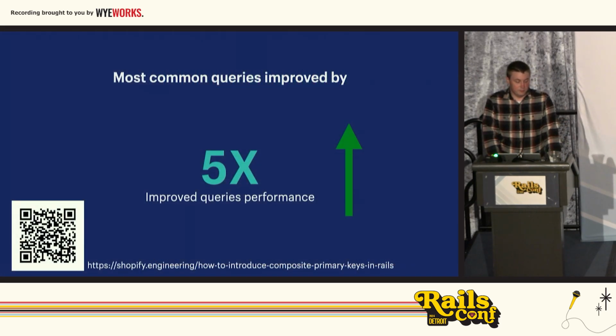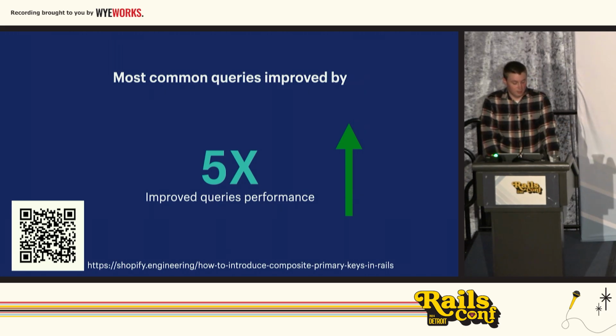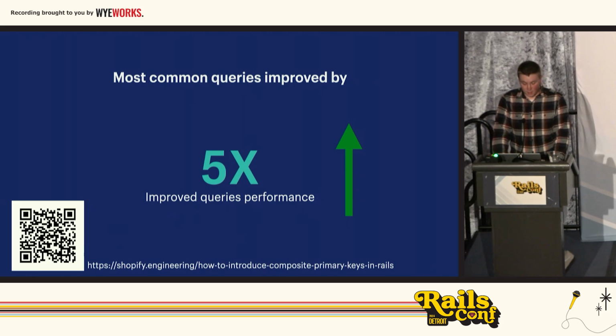So we made a decision to switch one of our largest tables at Shopify, called the orders table, almost 5 years ago. As I mentioned, it was a purely database decision before Rails supported it. As a result, we saw a 5 times improvement on query performance. There is a whole blog post written by the database team who performed the change.